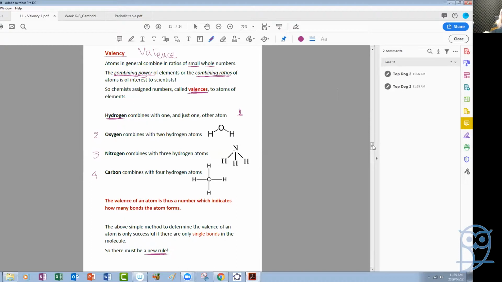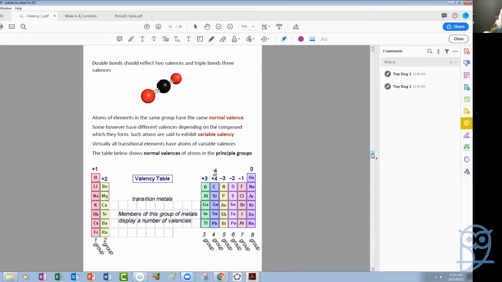So now, if we want to move a little bit further, when atoms form double bonds, like in the case of carbon dioxide, this is supposed to be the representation of carbon dioxide. We see a carbon combines with 2 oxygen through double bonds. These little lines here represent the double bonds. So double bonds reflect two bonds, two valencies. So double bonds should reflect double valencies, two combining powers of the carbon atom. And similarly, triple bonds should reflect 3 valencies.